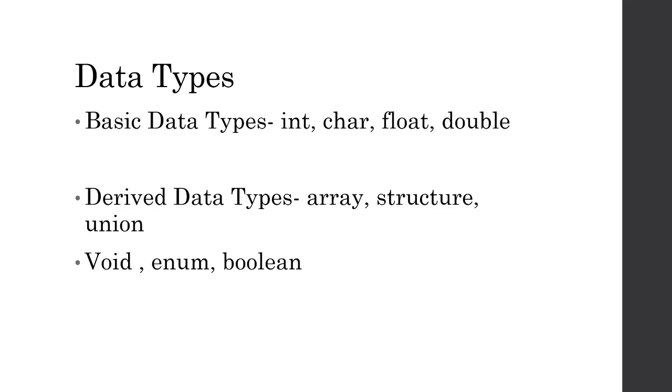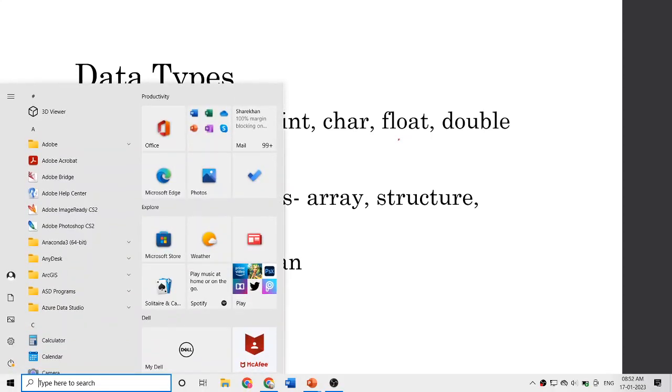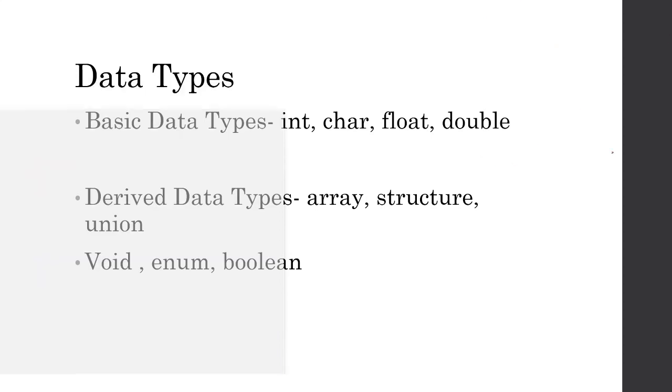Next is the data types. So what is the data type? Data type indicates the type of the data. Is that simple? Data type indicates the type of the data. So while writing a program, we have to handle the data. Different types of data we have to handle.